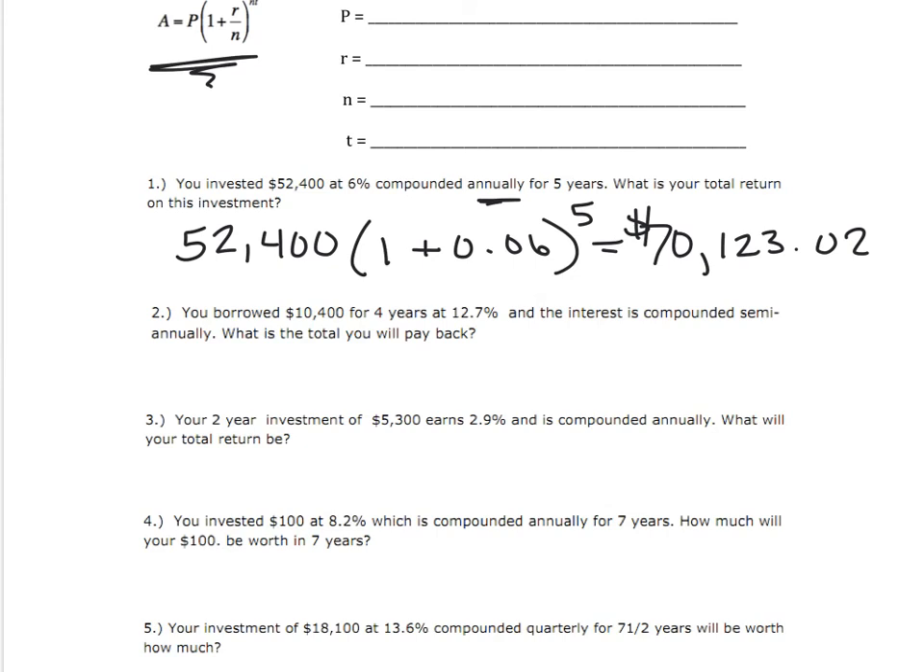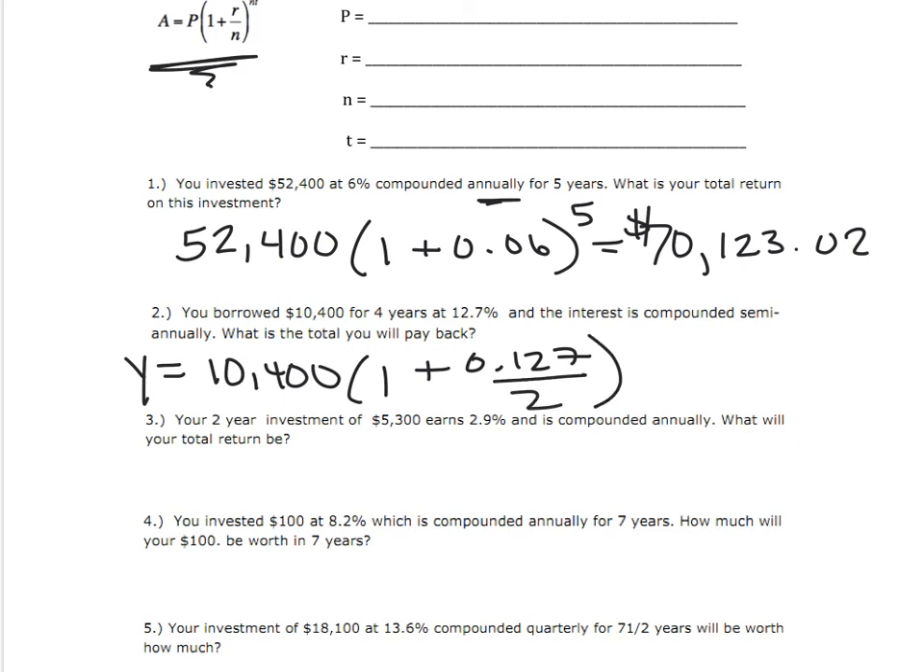When you get into questions like number 2, it says you've borrowed $10,400 for 4 years at 12.7%, and the interest is compounded semi-annually. So then that's when you know that you have to divide by n or multiply by n with the exponent. So this one I'll set up for you. You've got 10,400, and then in parentheses, you're going to have 1 plus 0.127 divided by 2, and then 4 times 2.